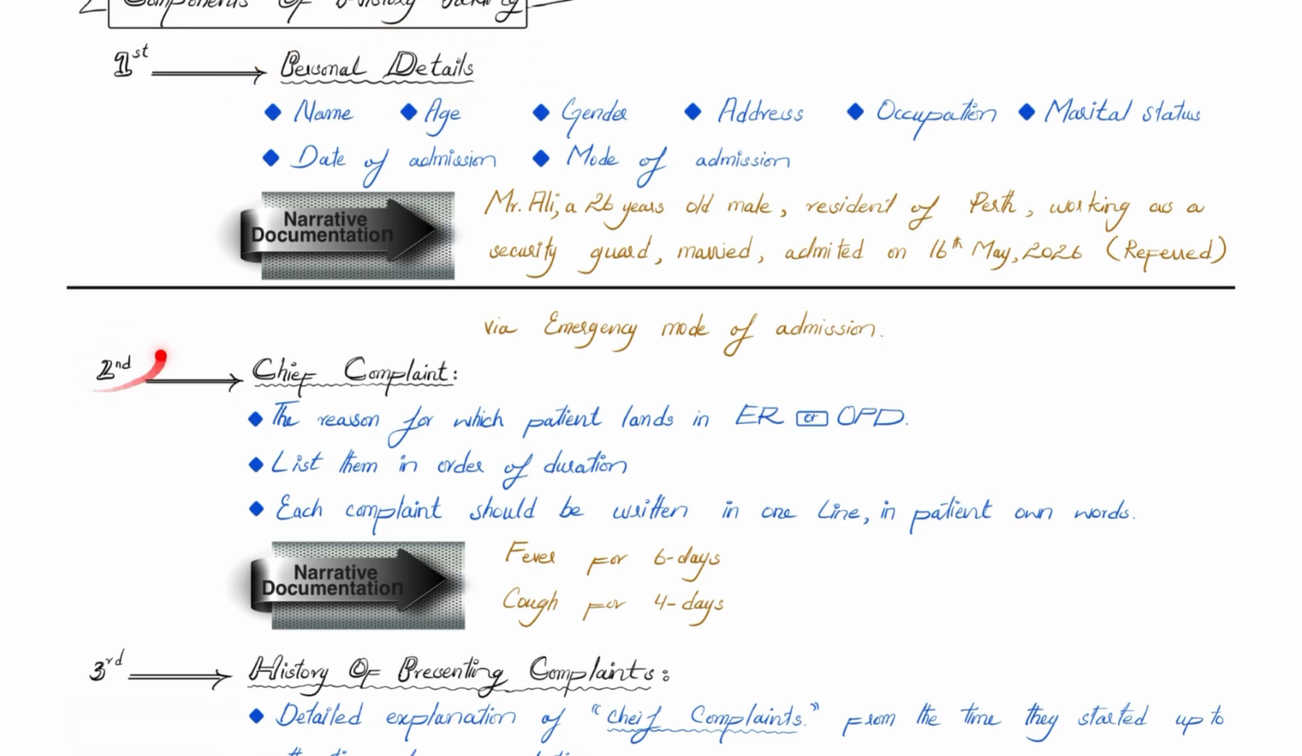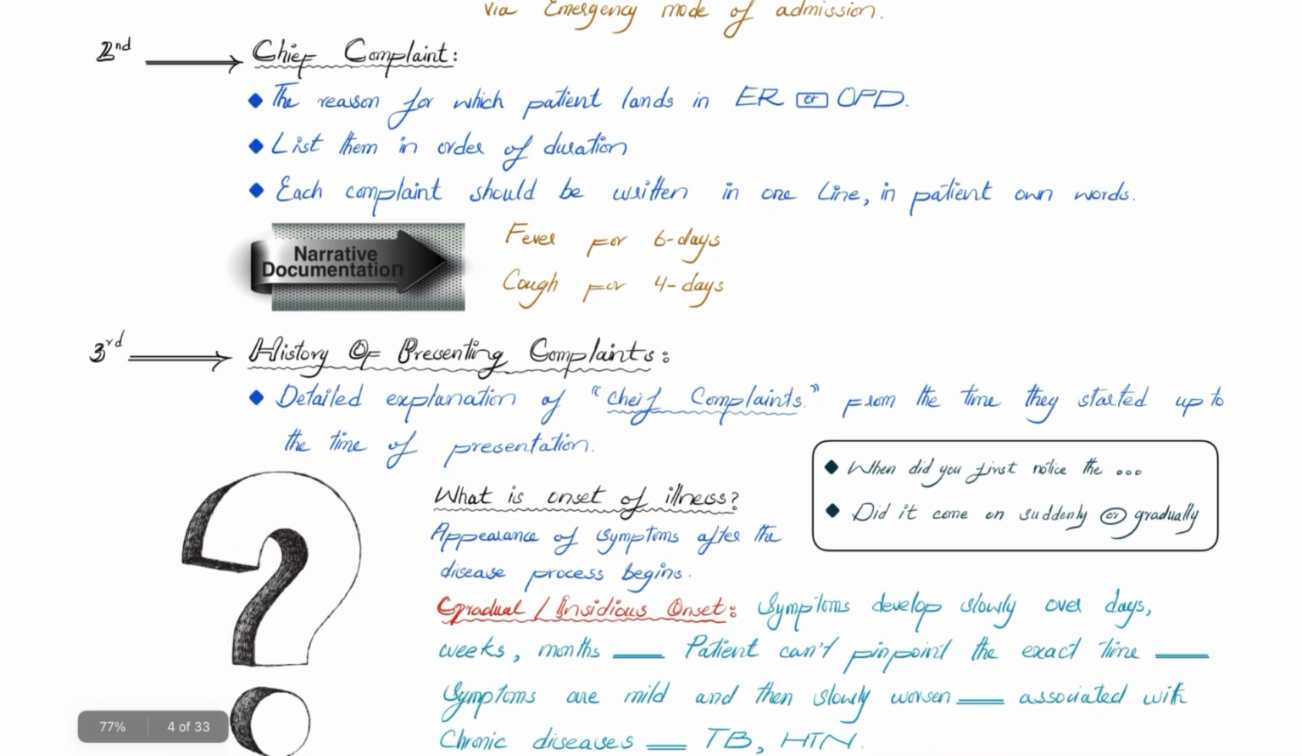Then second comes the presenting complaint or chief complaint, the reason for which the patient lands in the emergency or outpatient department. List them in order of duration. The first symptom which appears the earliest should be mentioned first. Each complaint should be written in one line in the patient's own words. For example, fever for 6 days. You cannot say pyrexia for 6 days, or cough for 4 days. So this is the presenting complaint.